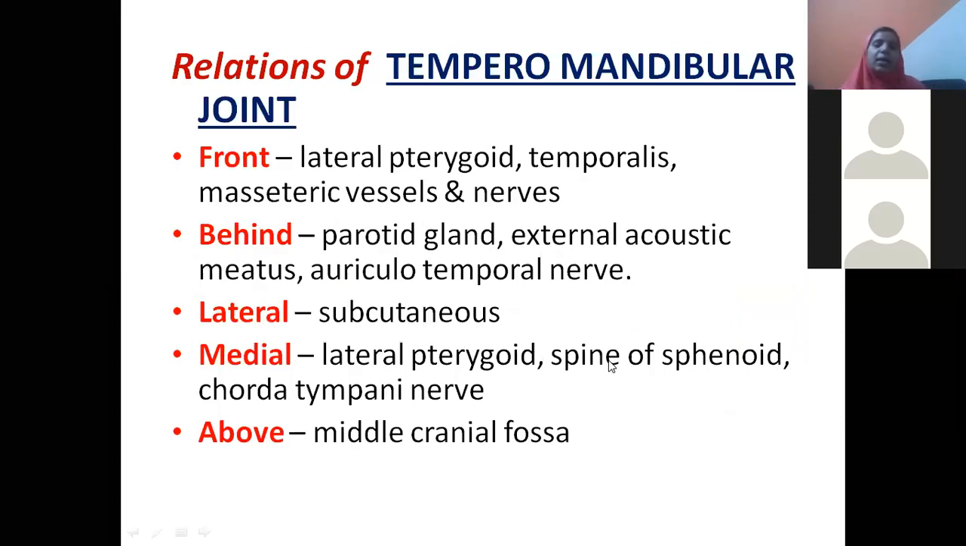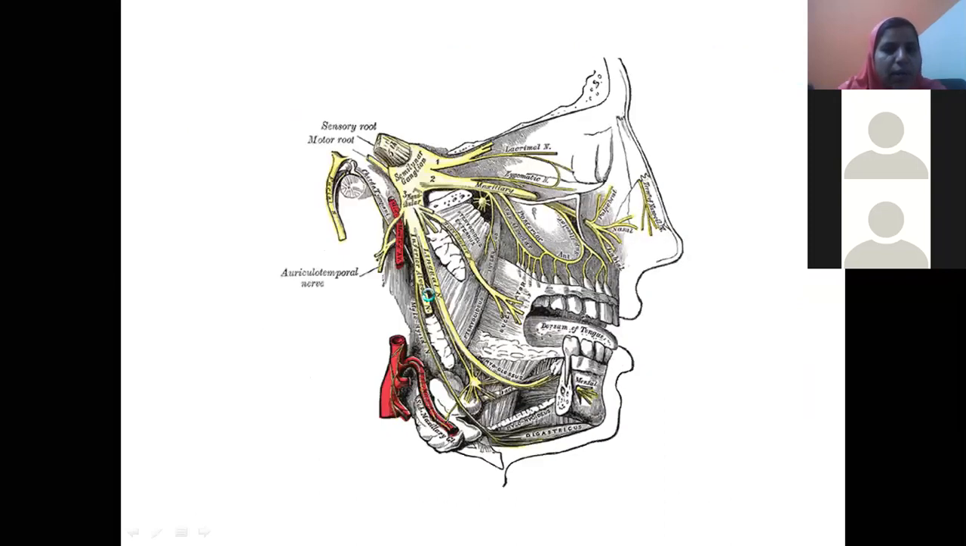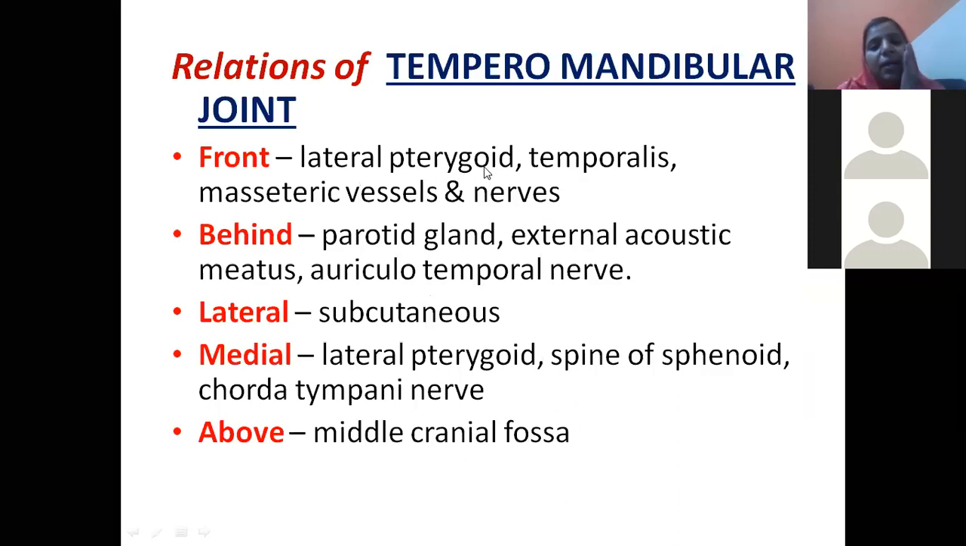Now, relations are actually like any other joint. Even in the temporomandibular joint, we should know the relations. In front, we have lateral pterygoid, temporalis, masseteric vessels and nerves. Behind, we have parotid gland, external acoustic meatus, auriculotemporal nerve. Laterally, it is subcutaneous. You can just feel it, in front of the ear, subcutaneous. Once you break the joint, you can see medial relations. You can see the insertion of this muscle. So medially it is related to lateral pterygoid, spine of sphenoid, chorda tympani. This requires a little bit of imagination, but of course it's not so difficult. Above it is related to the middle cranial fossa.